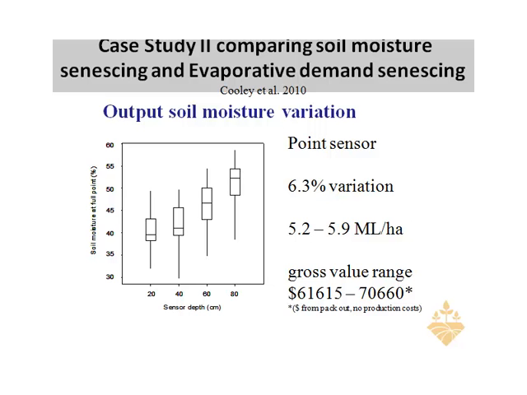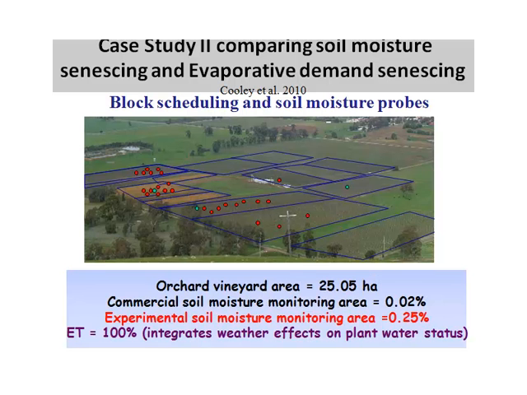A larger variation can be found in commercial systems. This variation represented a difference in irrigation from 5.2 to 5.9 megalitres per hectare, depending on which probe you selected. This equated to a gross value range that varied from $62,000 to $71,000. These costs were based at pack-out and did not include production costs.